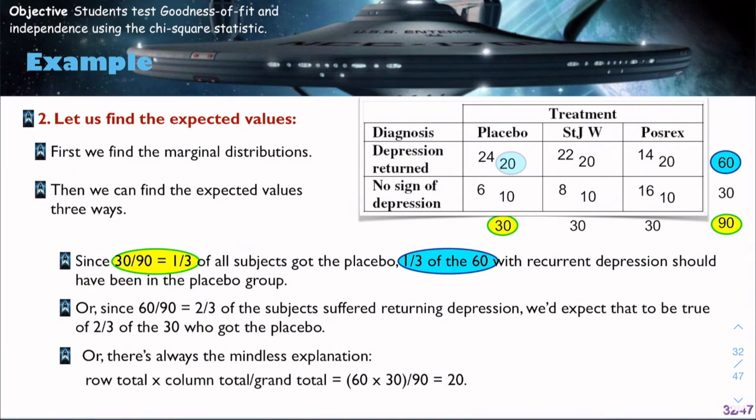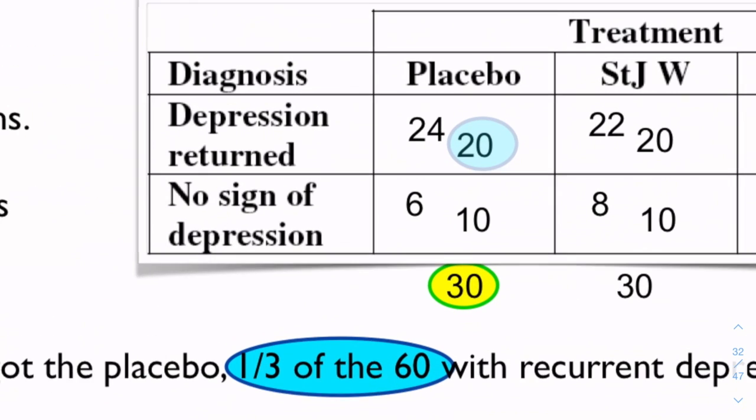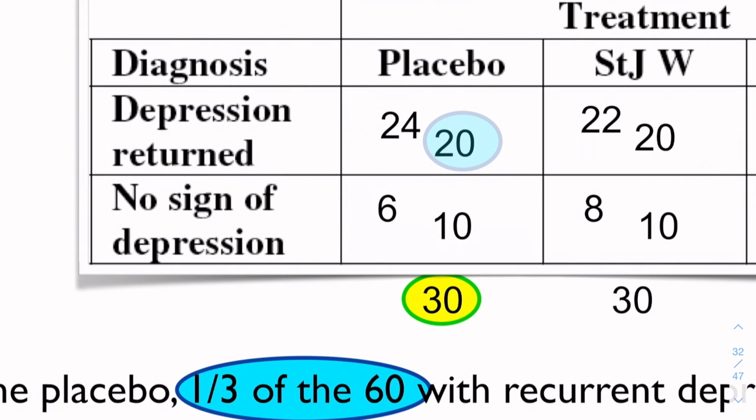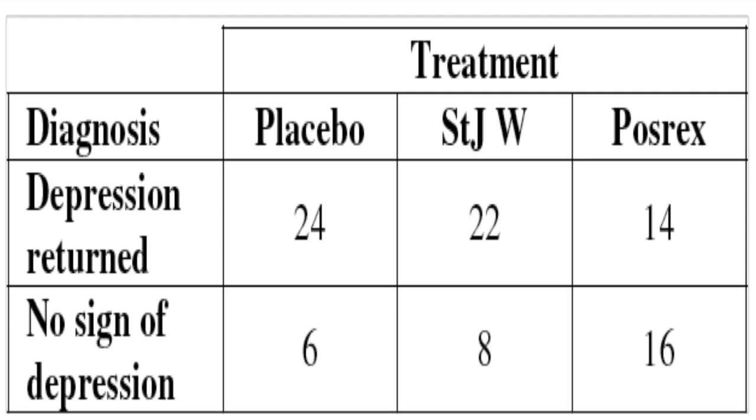So let's find the expected values. First we need the marginal distribution. The margins, if we tally these up, are our totals. So 24 plus 6 is 30, 22 plus 8 is 30, and 14 plus 16 is 30, giving us a grand total of 90. If we total up the row, 24 plus 22 plus 14, we get 60. And if we do 6 plus 8 plus 16, we get 30. And 60 plus 30, again, is 90.